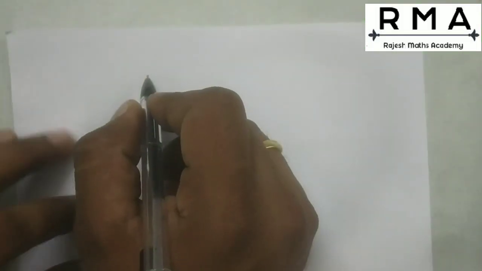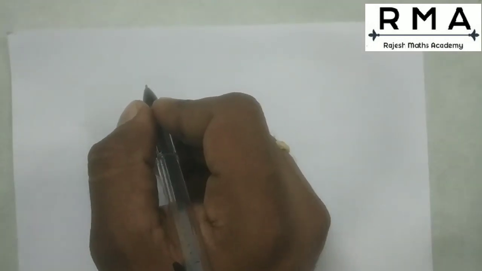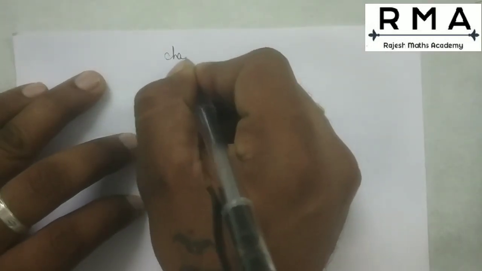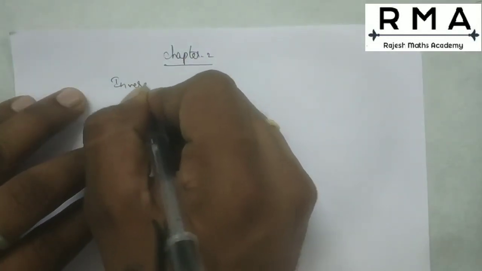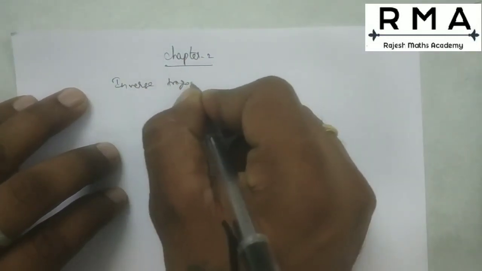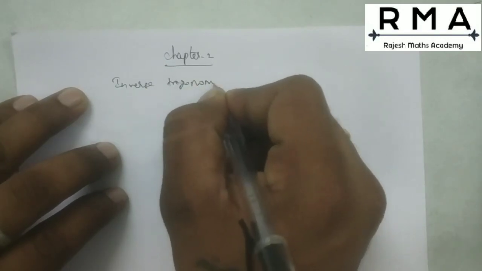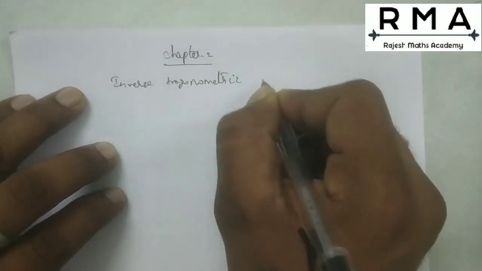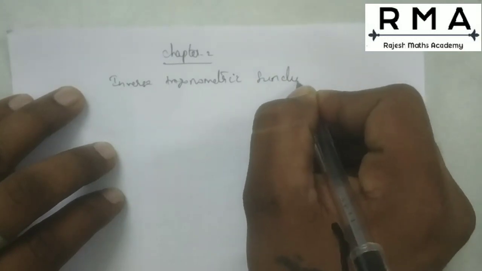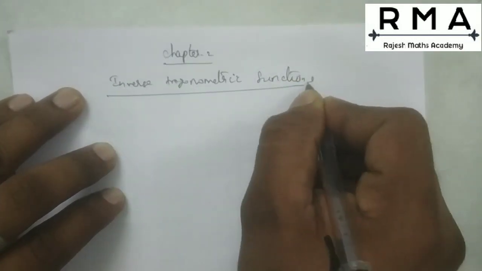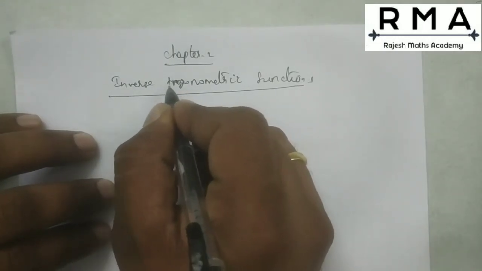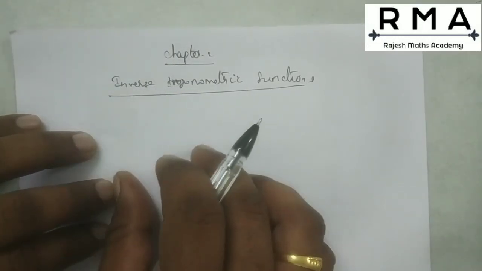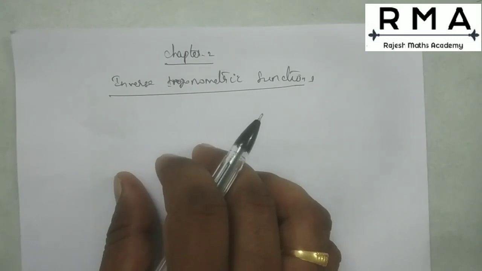Good evening to all. We have completed chapter 1 in the last class. This class we will start chapter 2, inverse trigonometric functions. We have learned the trigonometric functions and many formulas in the 11th standard. This class we are going to learn inverse trigonometric functions.